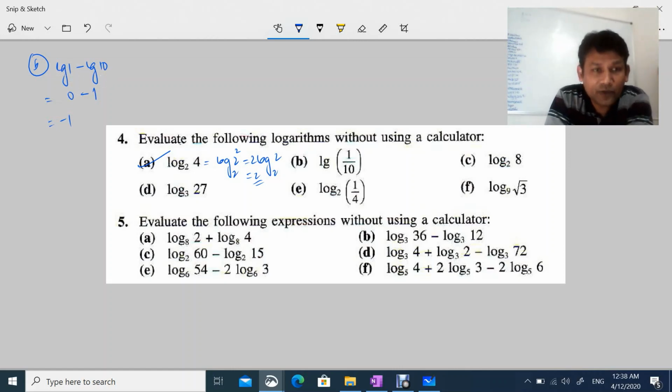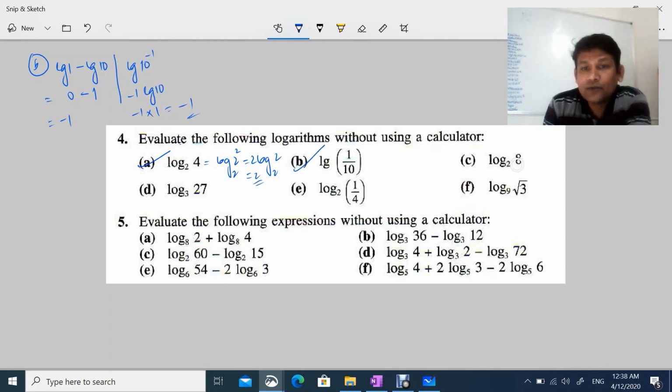Second method: you can move this 10 up and apply the power law with minus 1, so minus 1 times lg 10. Lg 10 equals 1 and the answer comes to minus 1. There are 2 methods. We have done it. For 2 cube, the answer is 3. This 27 you can make 3 cube, and log base 3 of 3 is 1, so the answer is 3, and so on. This one here you can also do.